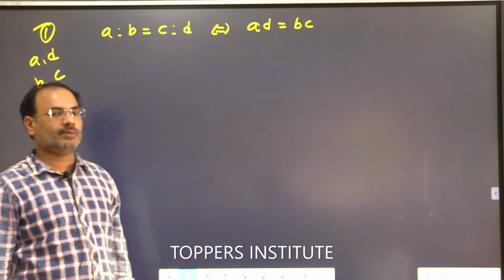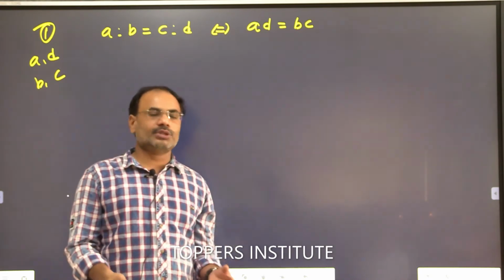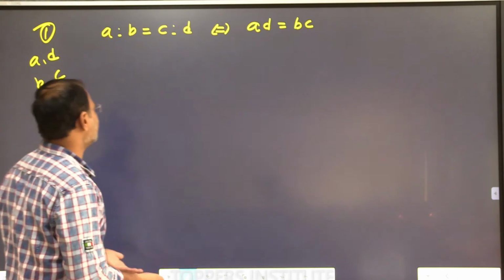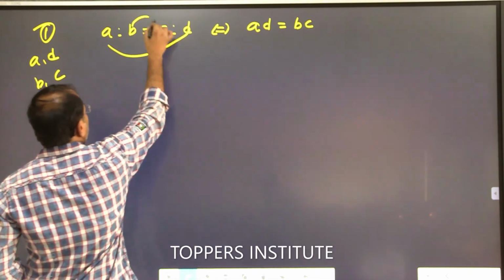Proportional theorem అని చెప్తాం. Proportional theorem అంటే ఏం లేదు, product of extremes is equal to product of means. So proportional theorem is nothing but cross multiplication. Cross multiplication డిస్కస్ చేసాం. సో A is to B is equal to C is to D ఉంటే మీరు డైరెక్ట్గా AD is equal to BC రాసుకోవచ్చు.